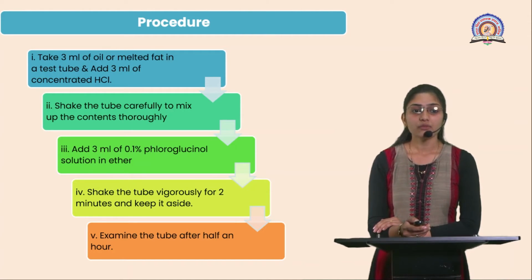Next, you have to add 3 ml of 0.1% phloroglucinol solution in ether. After adding this solution, you have to again shake that tube very vigorously for 2 minutes and keep that test tube as it is. After half an hour, you have to examine that test tube.